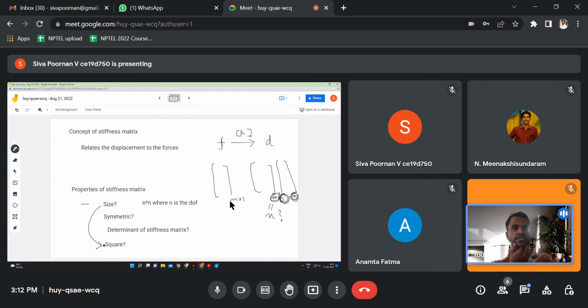Probably the square thing should have been the second question. Then only we can talk about symmetry, right? So we'll talk about squares. So should it always be a square matrix? Typically yes, right?